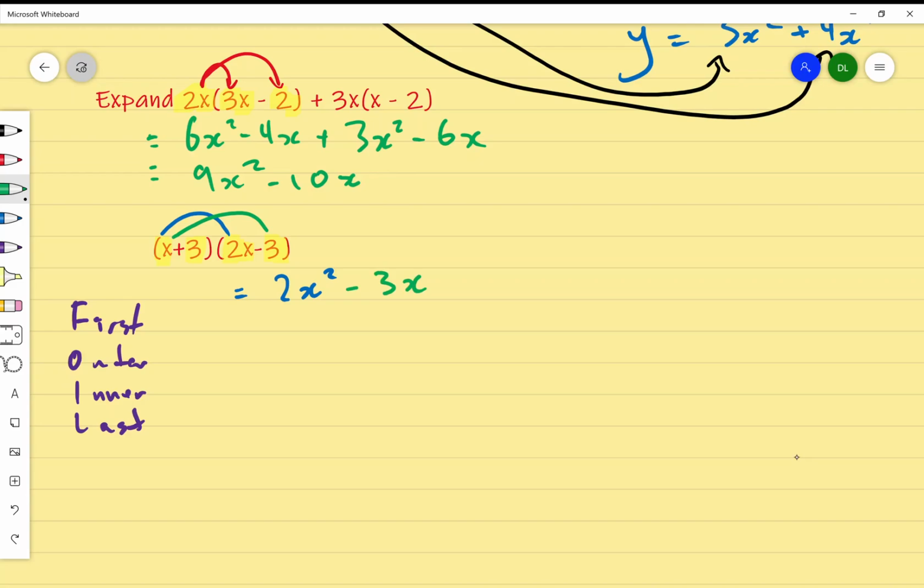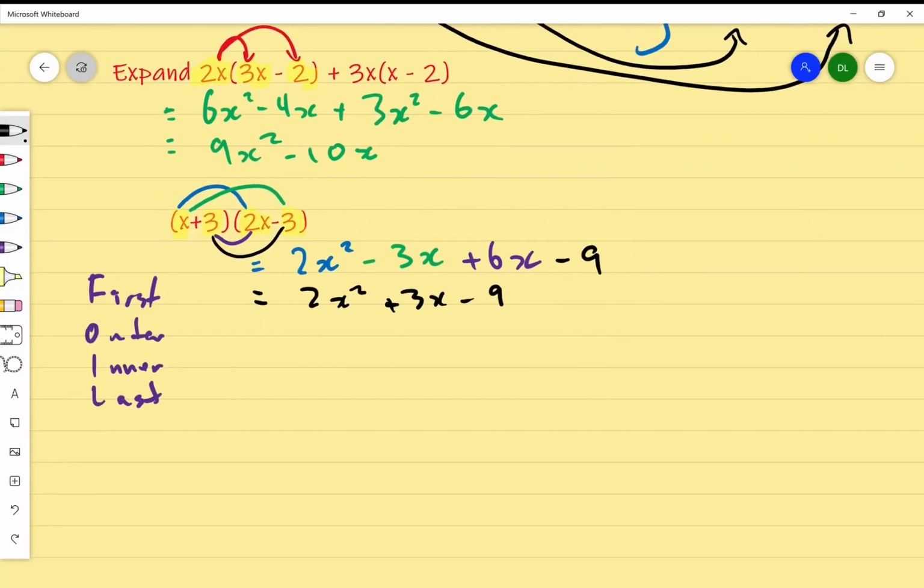Up next, I've got inner. I've got 3 times 2x. So 3 times 2x is plus 6x, good. And lastly, I've got 3 times negative 3, which gives me negative 9. Am I done? No. Why not? Like terms, 2x squared. And then the only like terms I have are negative 3x and positive 6x, which gives me positive 3x, take away 9. And therefore, we get this equation over here.